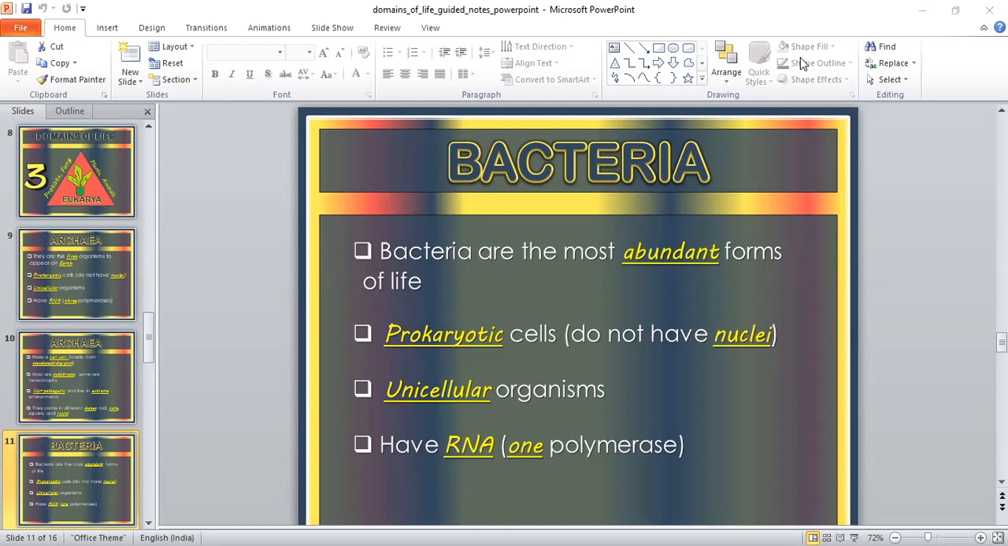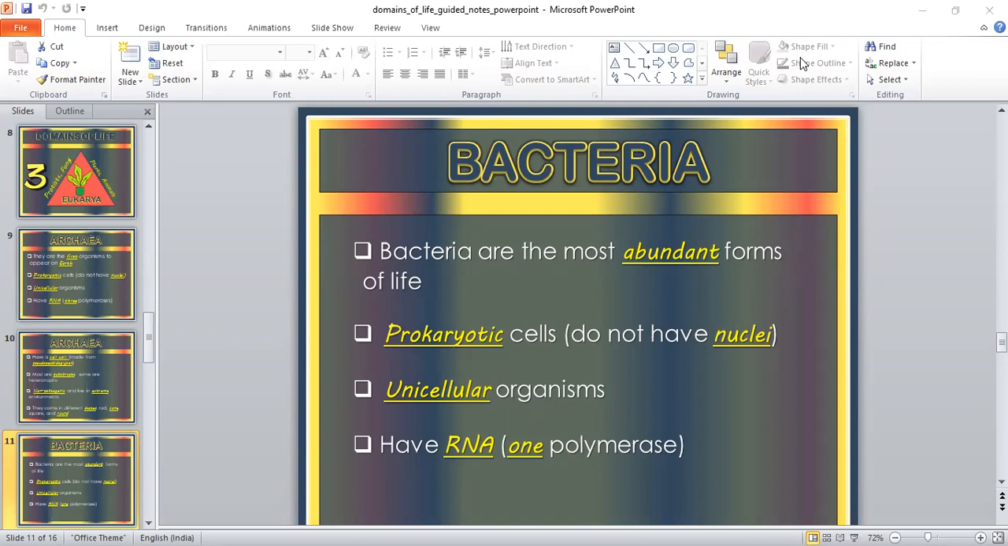Bacteria are prokaryotic in nature, meaning their cellular life form is prokaryotic. The cell is of prokaryotic type, meaning they do not have a clear nucleus. They do not have a clear nuclear membrane. So that's why they are known as prokaryotic.